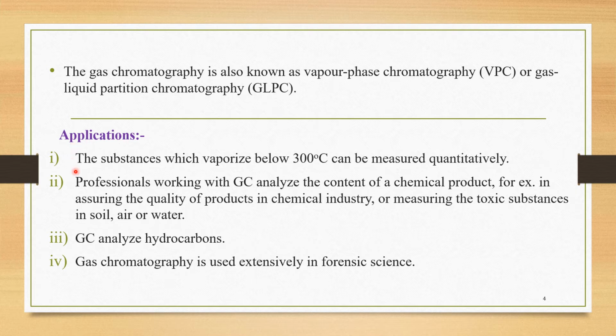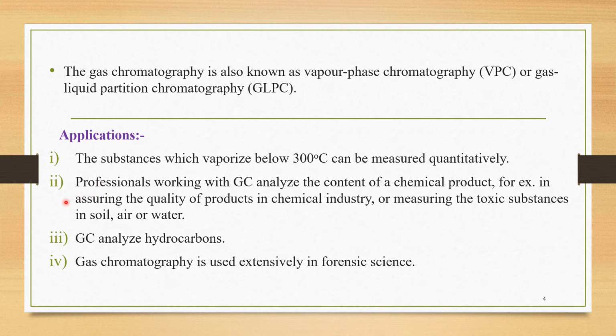The first one is that substances which vaporize below 300 degrees centigrade can be measured quantitatively. So if we want to study or measure the quantity of a given substance which vaporizes below 300 degrees centigrade, it is easily studied with the help of gas chromatography.